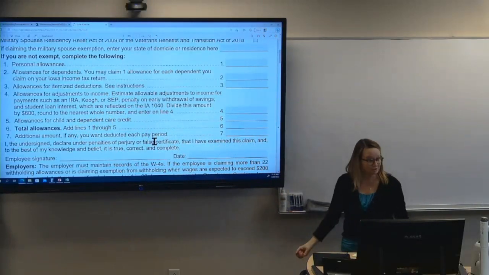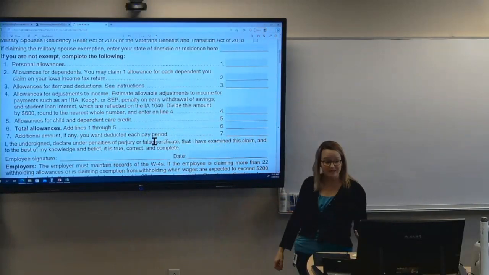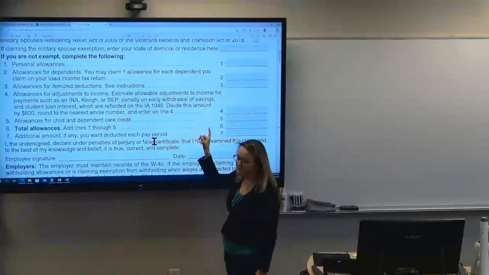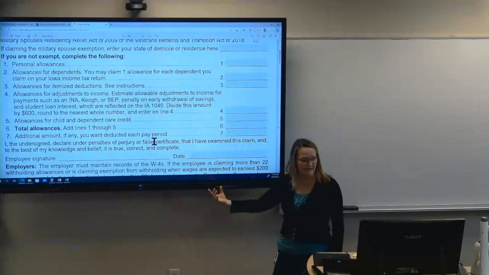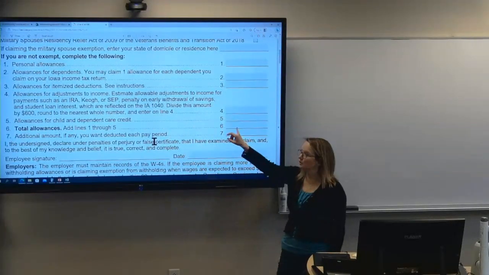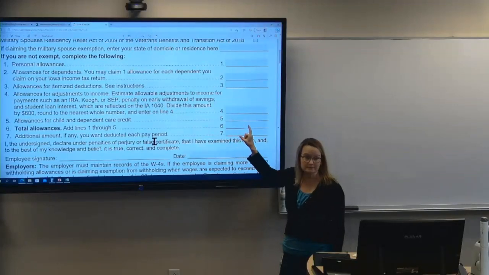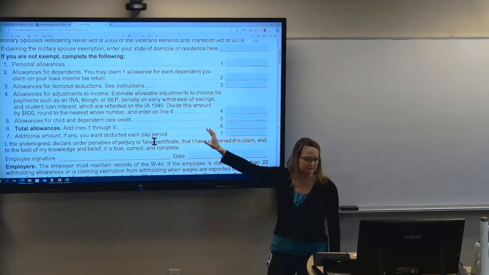So that's an additional number of allowances, and it's based on the actual amount that you pay toward that. Child and dependent care credit, if you're eligible for that in Iowa, you would. And again, the requirements for meeting eligibility for this credit is different in Iowa than it is at the federal level.